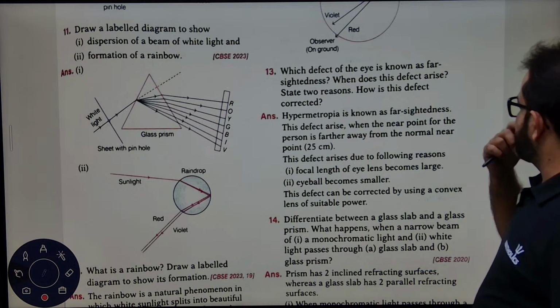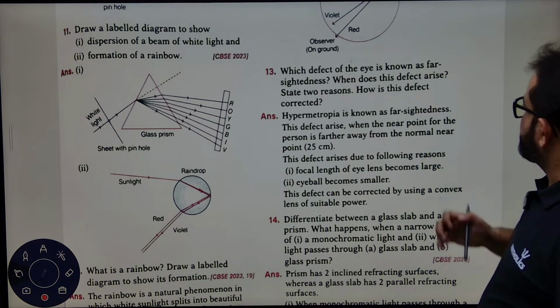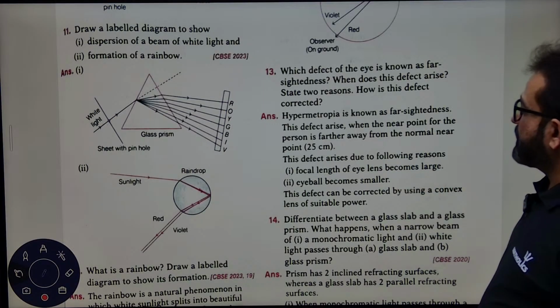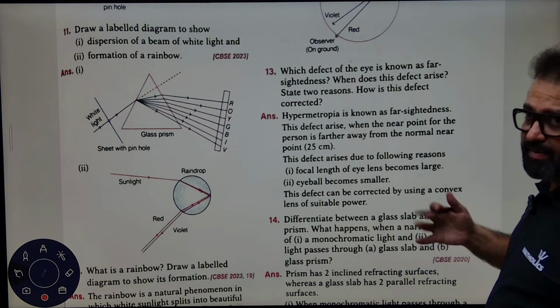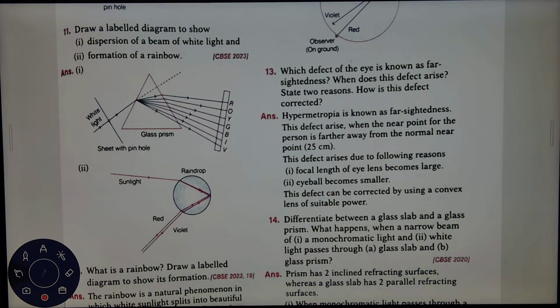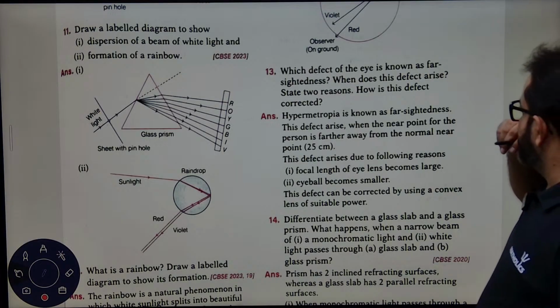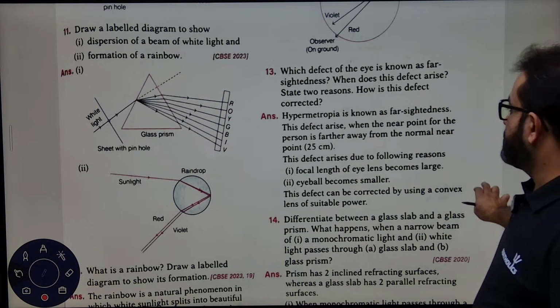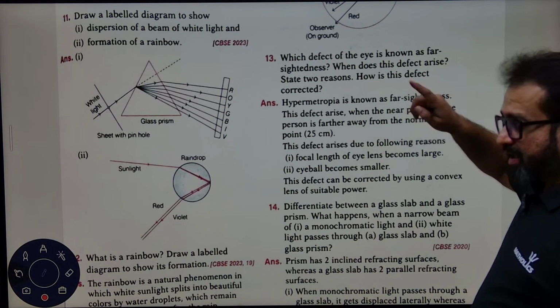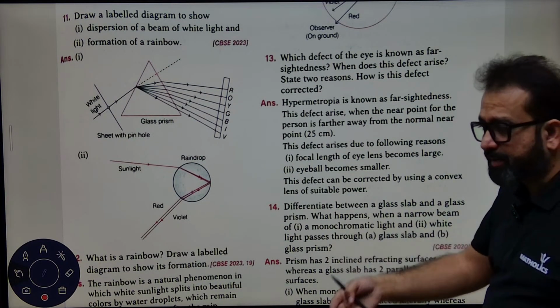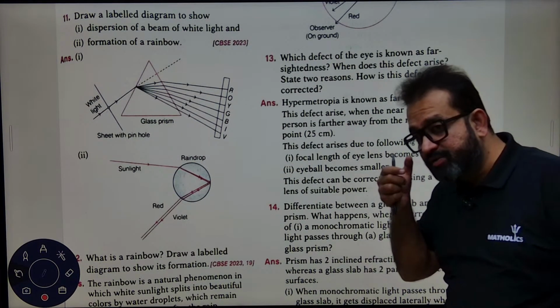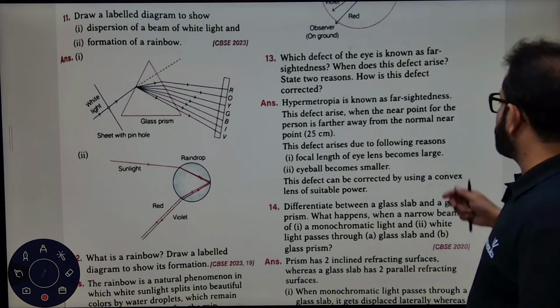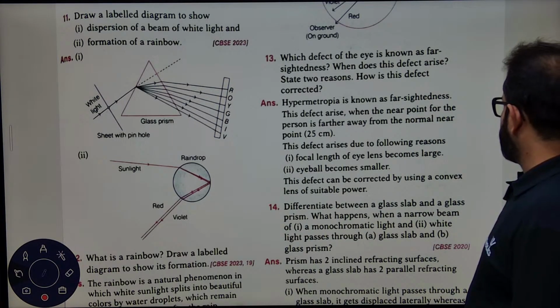And the next question is state two reasons. One was the eyeball became smaller and the focal length of the eye lens becomes large. Okay, focal length becomes large. Okay, done. And how is this defect corrected, by using a concave or convex lens? You all know, by using a convex lens that is thick from the inside, because we cannot see nearby objects. For reading newspapers, you are actually using a thick lens. Okay, I've told you numerous times. Okay, that question is gone.